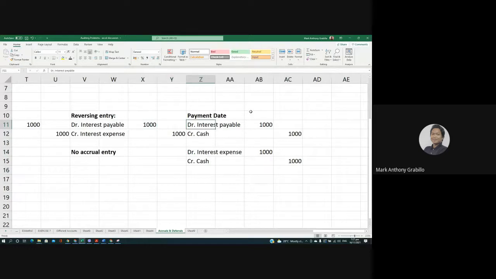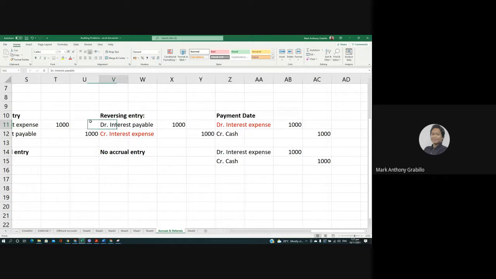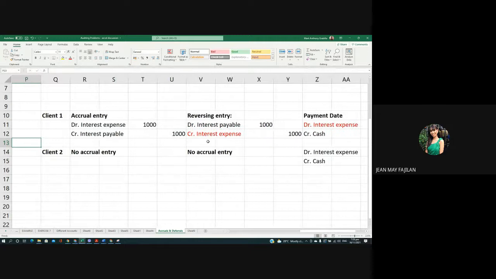So, on the payment date, your entry is not interest payable but interest expense. So debit interest expense, 1,000 pesos and then credit cash. Because this debit to interest expense upon payment is zeroed out by the reversing entry of interest expense. So it turns out you also made the correct entry. So, you no longer need to monitor. Do you get it, class? Yes, sir. So, that is how it is.